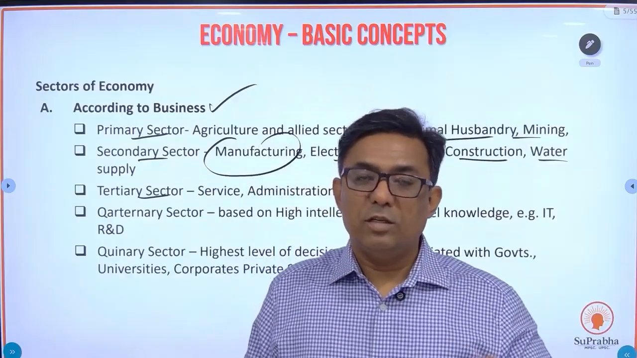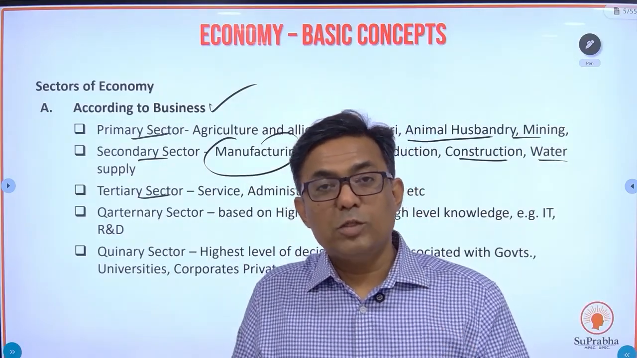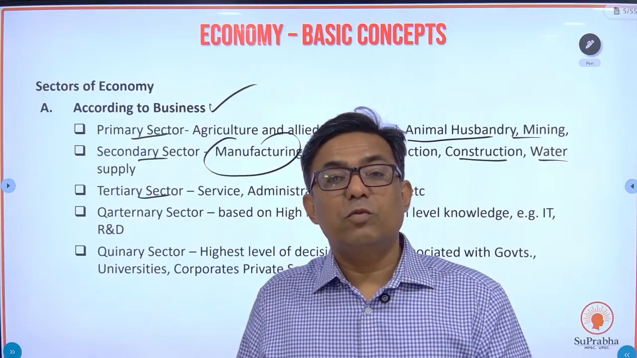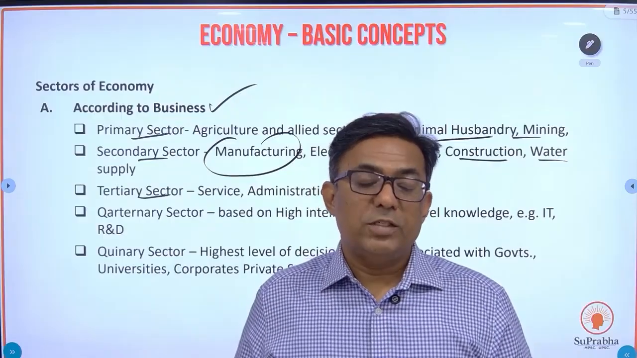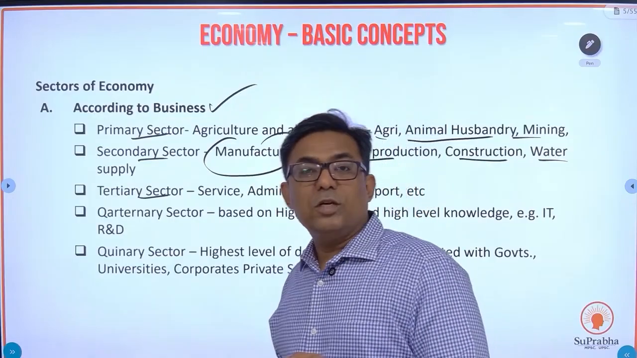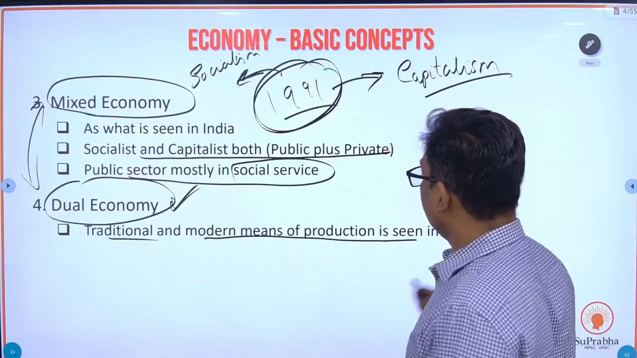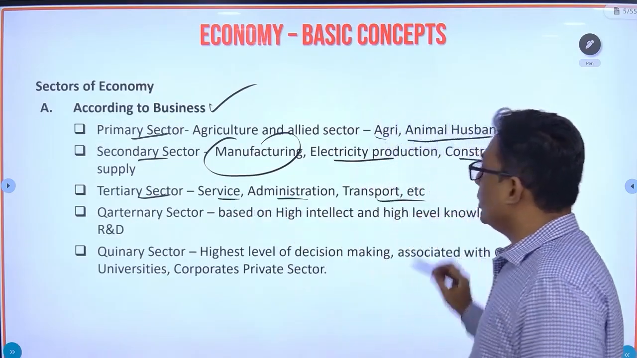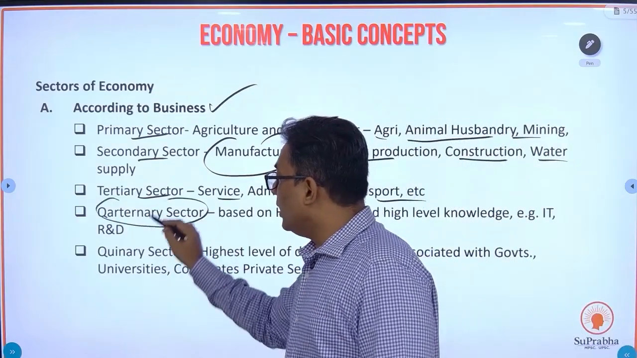Today, the service sector is the prime, the foremost sector which is driving the economy. More than 50% of the contribution to the Indian economy is via the service sector, that is the tertiary sector. Service industry has increased like anything. So tertiary sector: service, administration, transport, etc. Then next you have the quaternary and the quinary sector.